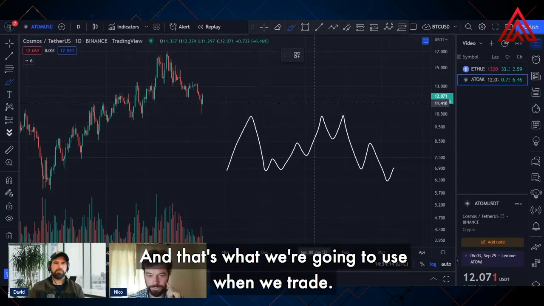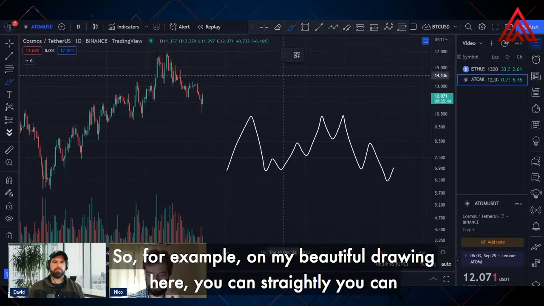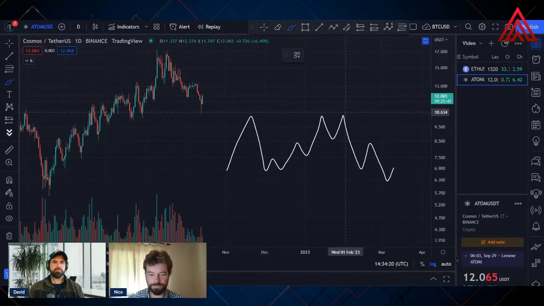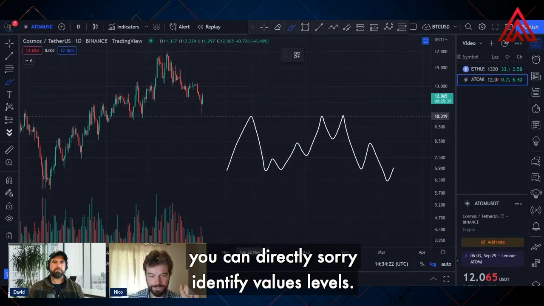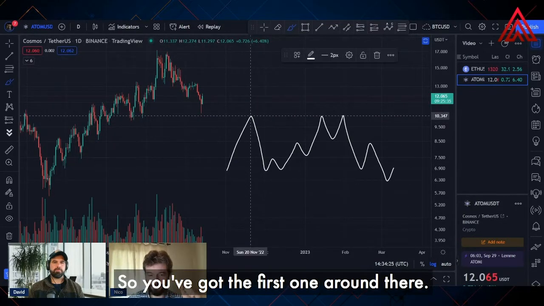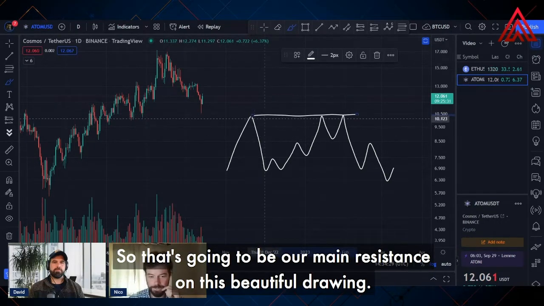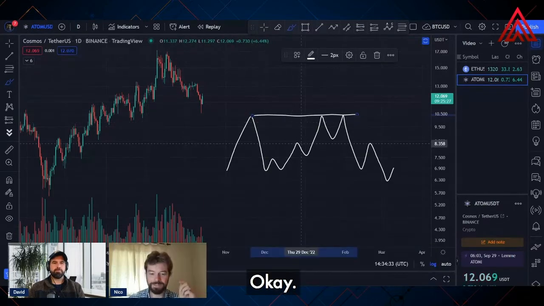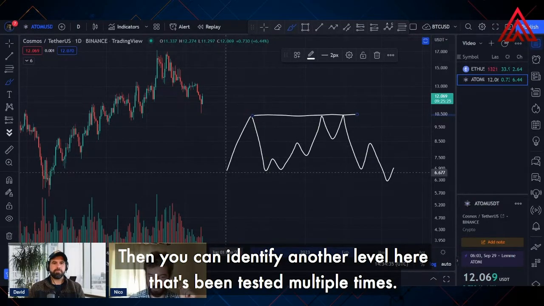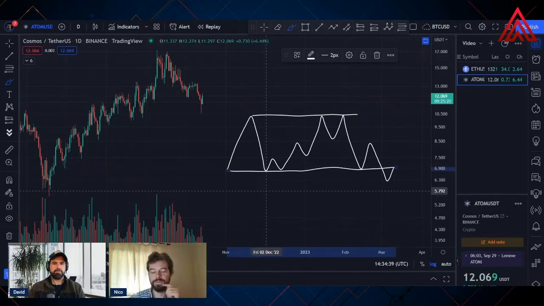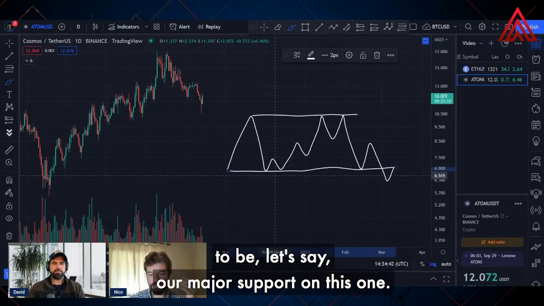And that's what we're going to use when we trade. So, for example, on my beautiful drawing here, you can directly identify various levels. You've got the first one around there. Okay, so that's going to be our main resistance on this beautiful drawing. Then you can identify another level here that's been tested multiple times. That's going to be, let's say, our major support on this zone.